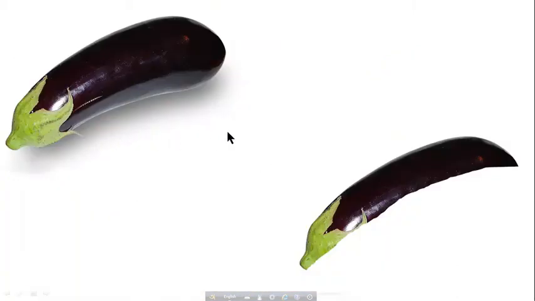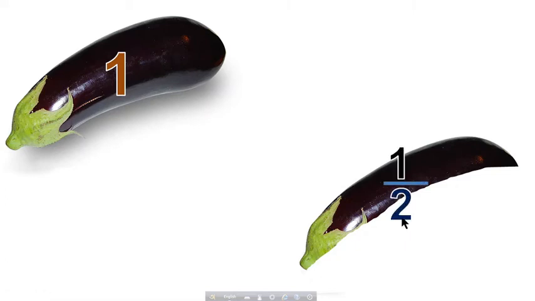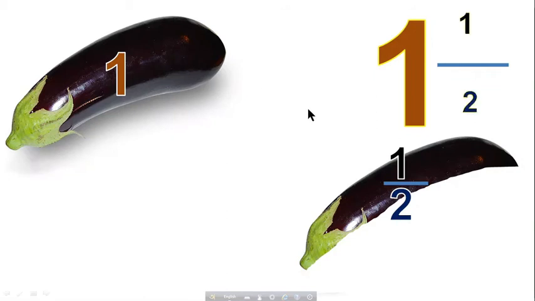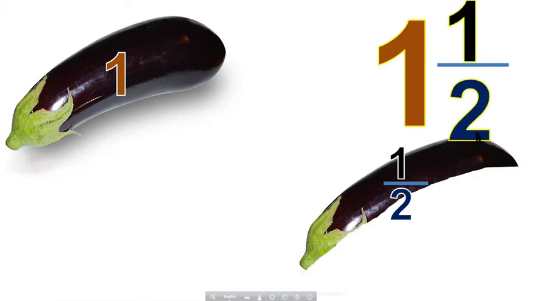Next, here we can see a full and here we can see a half. So we can write 1 integer 1 by 2.